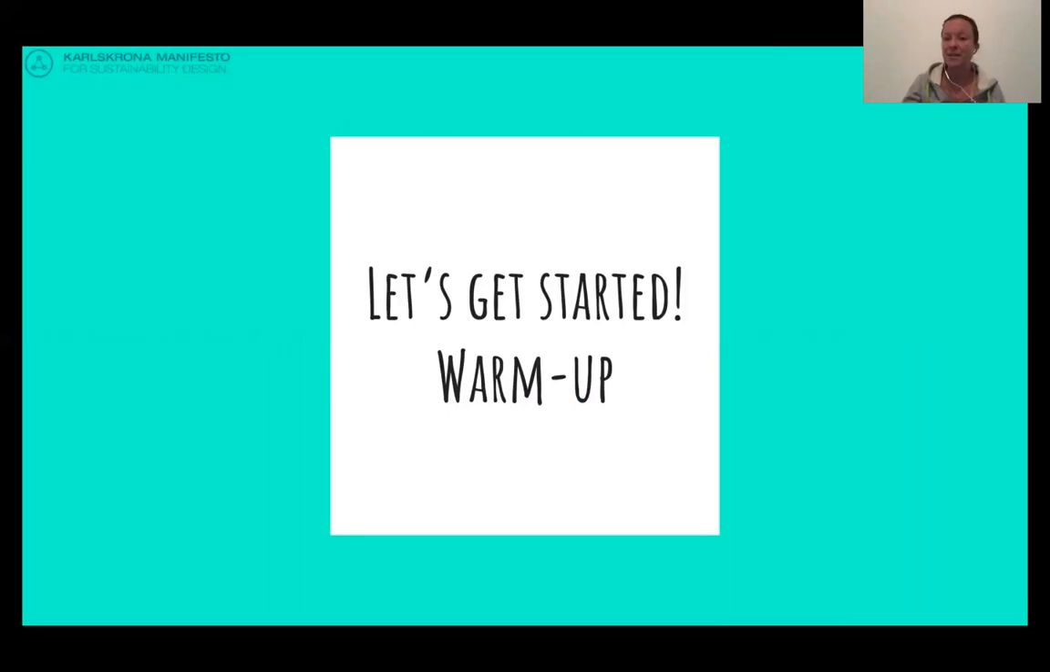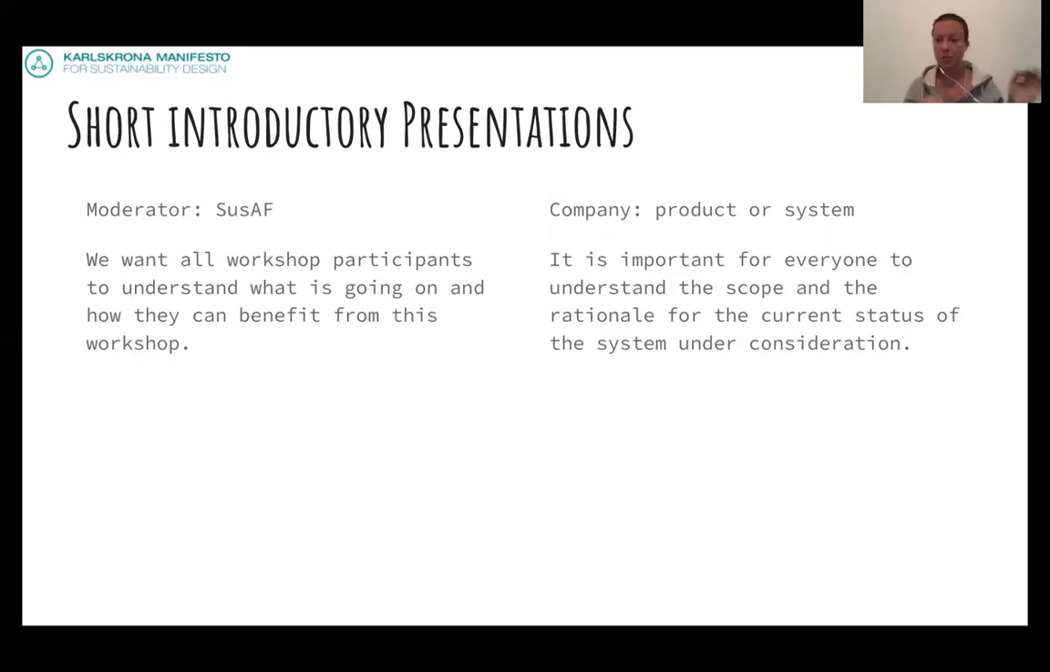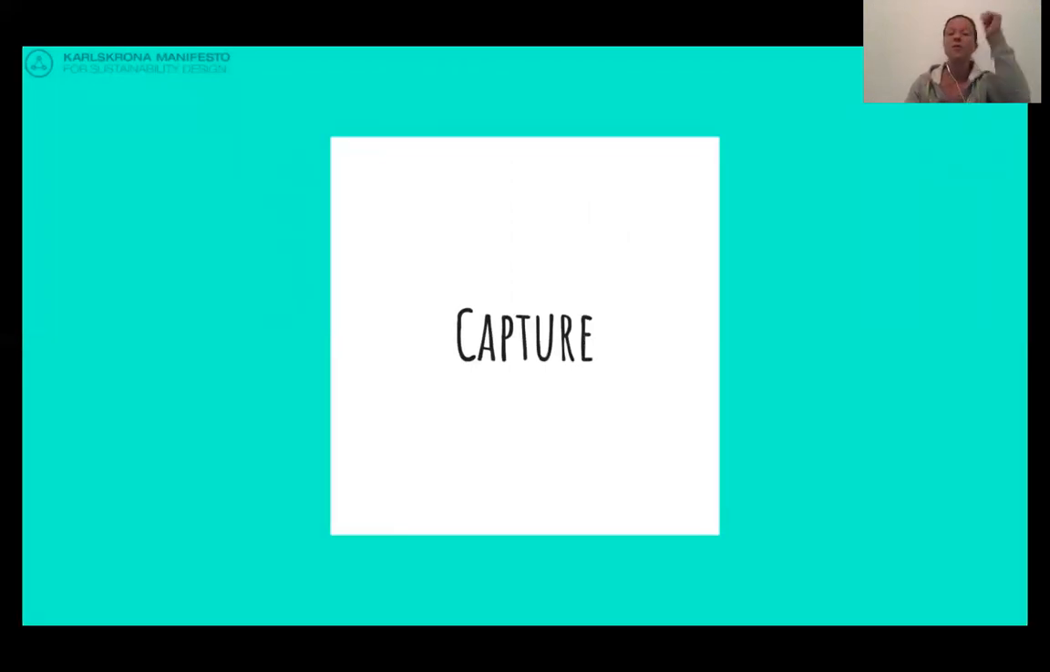And so let's dive right in. Warm up. In the introductory presentations, which we're simulating a bit here, as the moderator, I'd get started with, I really want all of the workshop participants to understand what's going on and how they can benefit from this workshop, which is why the past 15 minutes or so, I've explained the SUSAF. And then the company gets a time slot of, say, 5 minutes or 10 minutes to explain the product or system that they are putting out there that they want analyzed. So it's important for everyone to understand the scope and the rationale for the current status of the system under consideration. And what that means is, as a moderator, I'm in the role of a consultant, and I come to a company that wants their product or system or service evaluated. So they have to tell me a little bit about that service before we can start talking about it. And then we get to the questions.